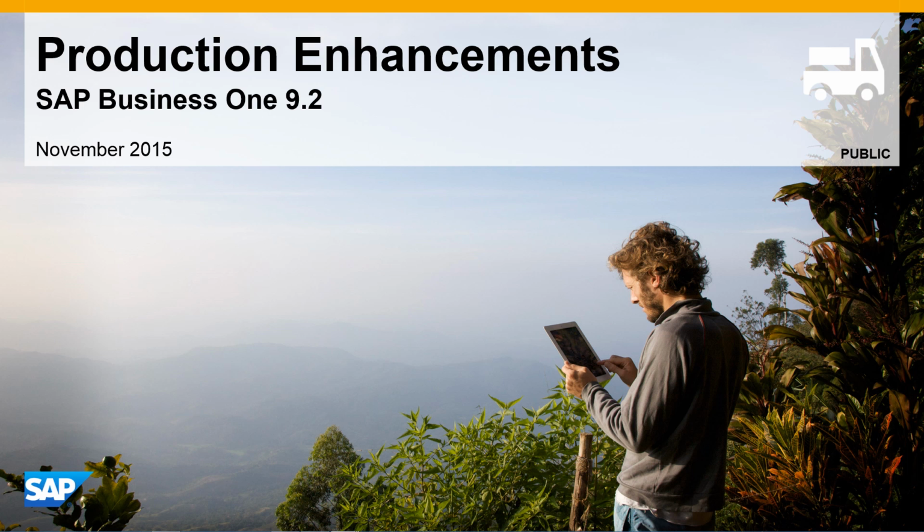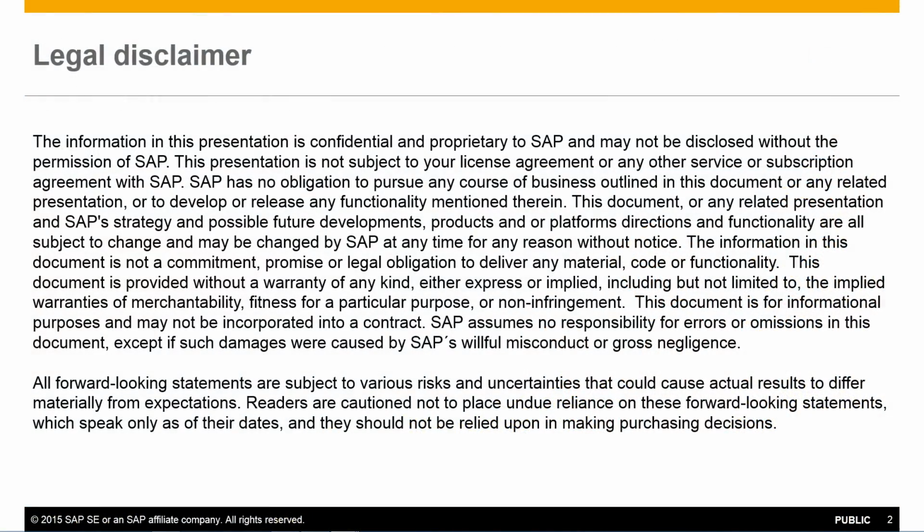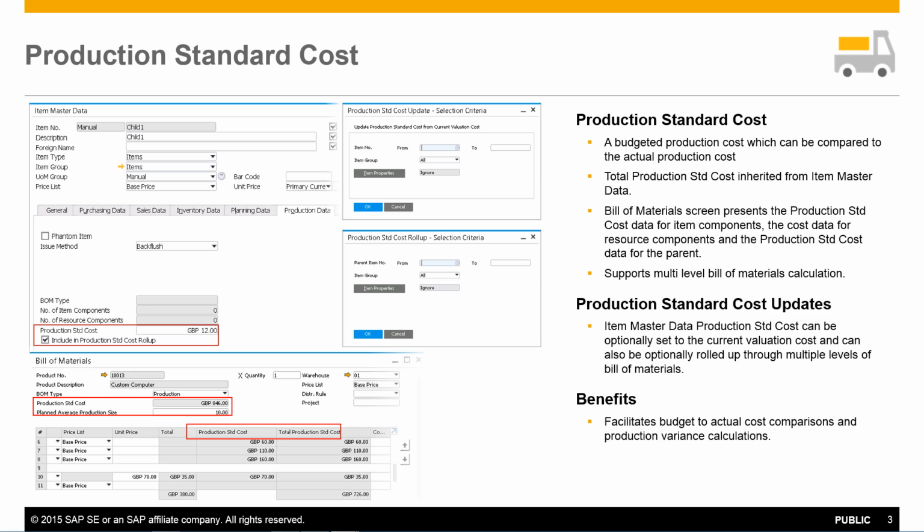Welcome to our feature clip showcasing production enhancements for SAP Business One Release 9.2. With the introduction of resource functionality enabling basic production capacity management, we can now monitor complete standard production costing and analyze real production variances, with simplification of BOM management and greater flexibility using production orders.